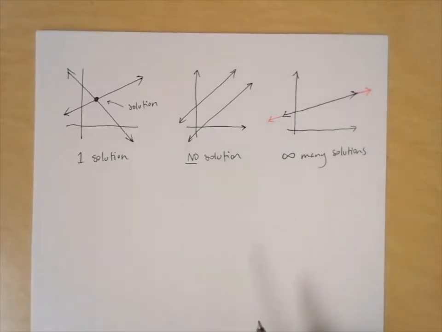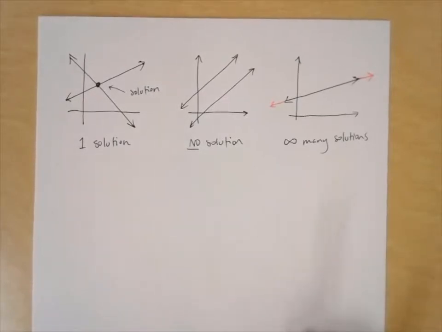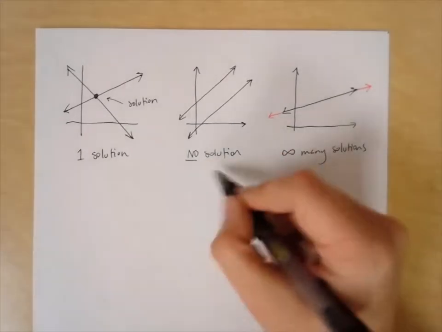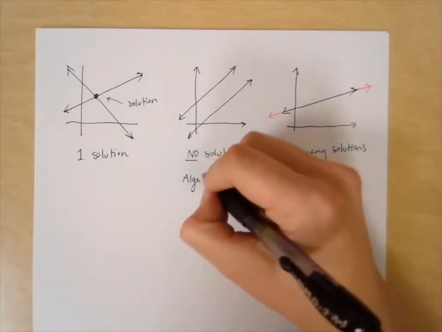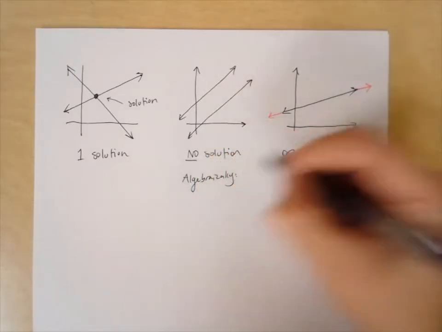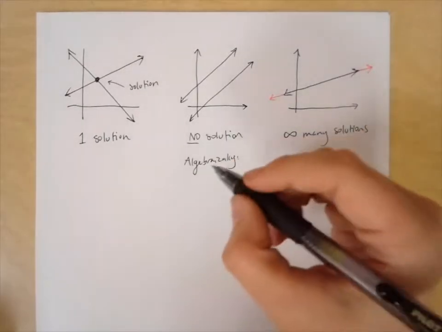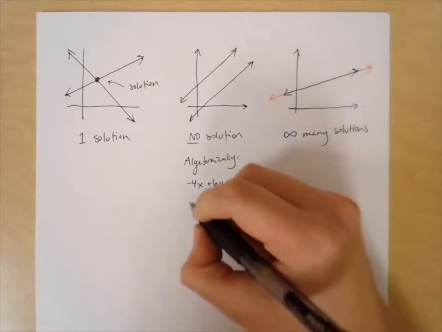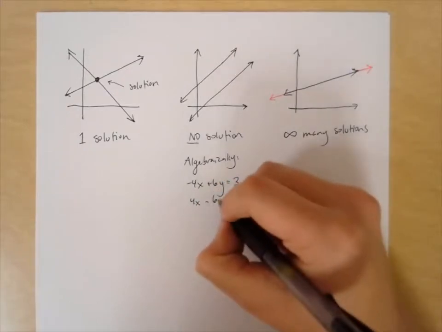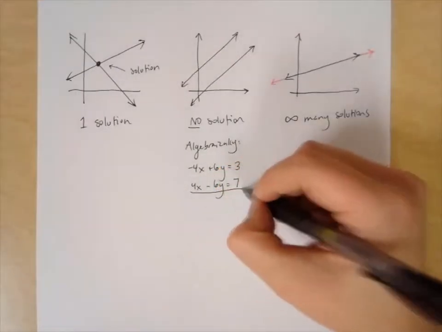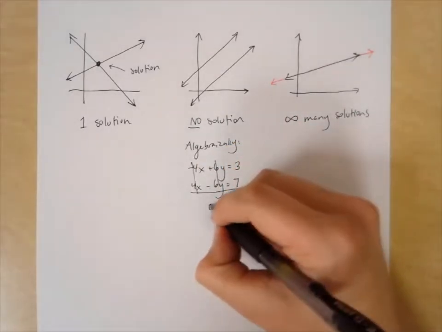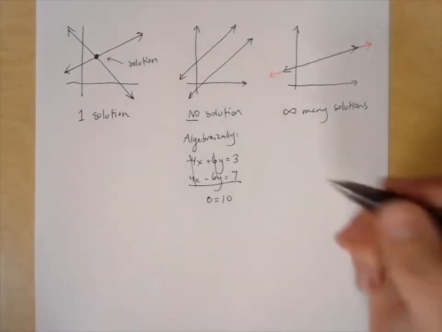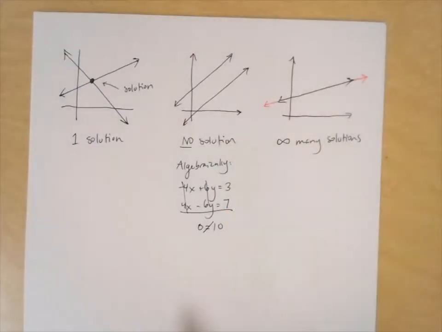Alrighty, that's kind of graphically what's happening there. Let's talk about the no solution case. I want to tell you one more thing. No solution, algebraically, would be if you do some math and then your system looks something like this. Let's say we got negative 4x plus 6y equals 3 and 4x minus 6y equals 7. When we do some math here, our x's and our y's cancel and we get 0 equals 10. That sounds strange because it's not a true equation. So this is the case where we would have no solution.